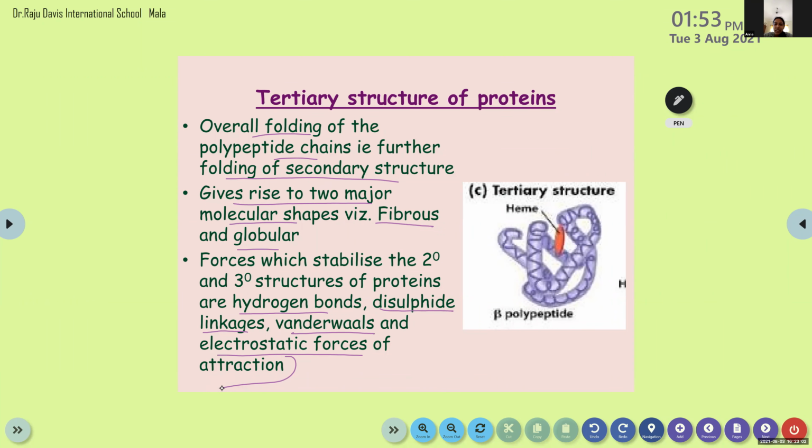Tertiary structure of protein: overall folding of the polypeptide chain, that is, further folding of the secondary structure, gives rise to two major molecular shapes, fibrous and globular. Forces which stabilize the secondary and tertiary structures of proteins are hydrogen bonds, disulfide linkages, van der Waals and electrostatic forces of attraction. Okay.